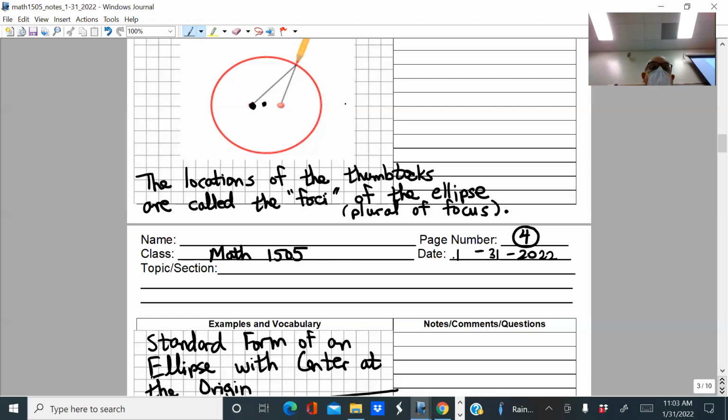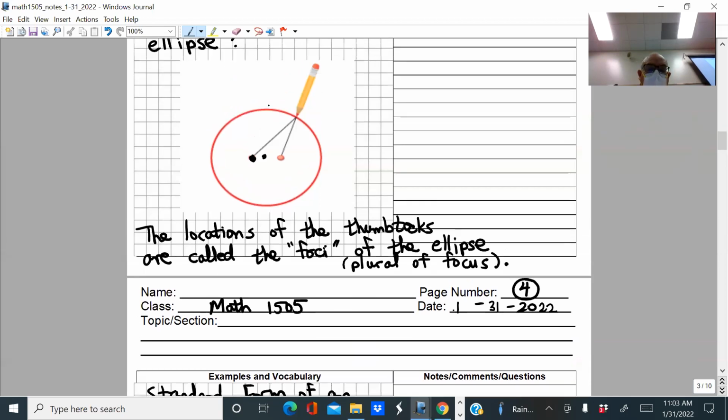In the orbit of the Earth, these two focal points are very, very close together, and close to the center, but not quite the same as the center, because then you would have a circle. So the orbit of the Earth is very, very close to being a circle, but not quite.